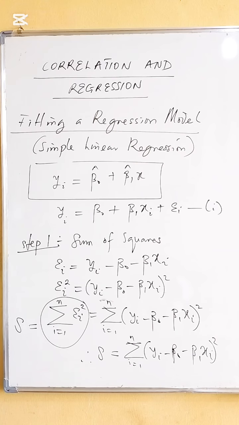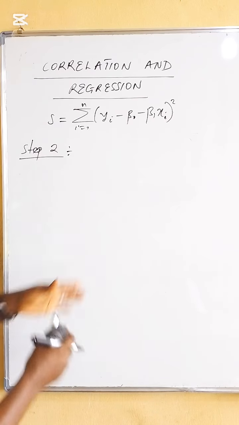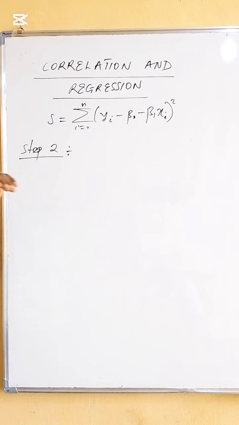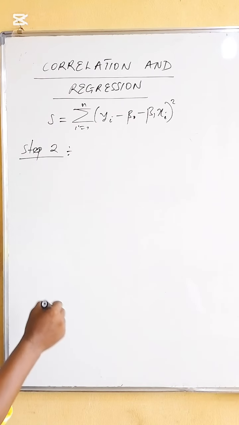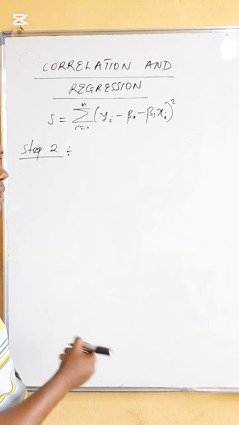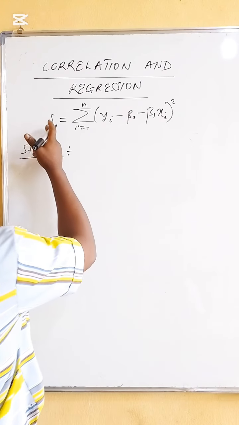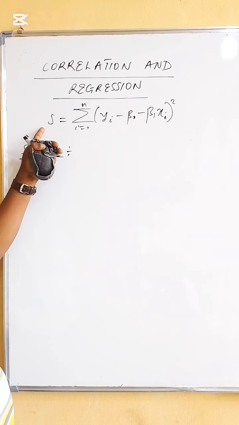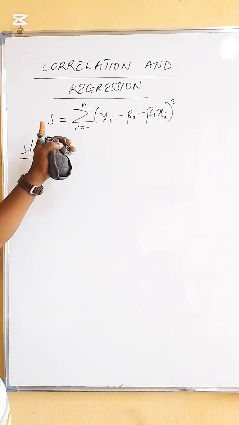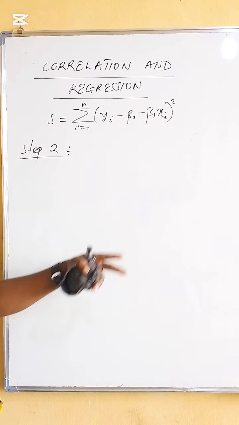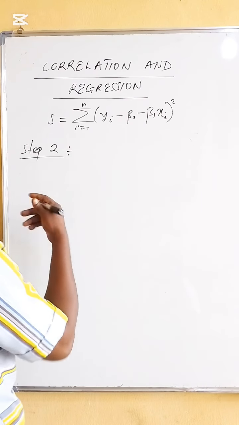Let's move over to step 2. Now that we have obtained S to be the sum of squares of errors, what now do we do? The next thing we are going to do will be to apply the classical derivative technique, where we shall be differentiating this S here. We shall be differentiating the sum of squares of errors with respect to beta naught and beta 1, equating them on each occasion to 0. Okay, so that's what we are going to be doing next.